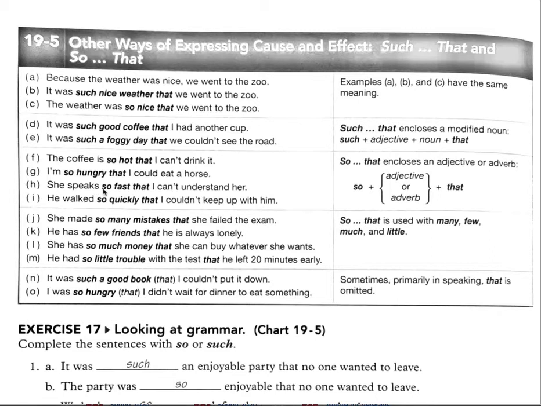Letter H. She speaks so fast that I can't understand her. So and that. In the middle, here's an adverb, fast. Letter I. He walks so quickly that I couldn't keep up with him. So and that. In the middle, another adverb, quickly. So here, so and that encloses an adjective or adverb. So you have so plus adjective and that, or so plus adverb and that.